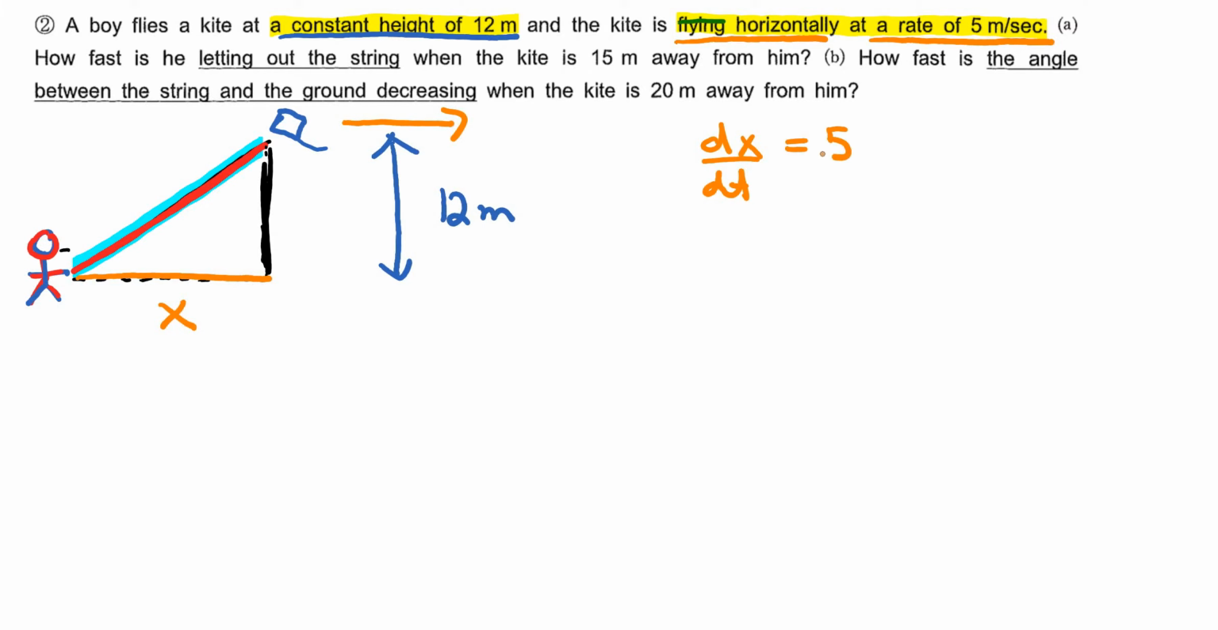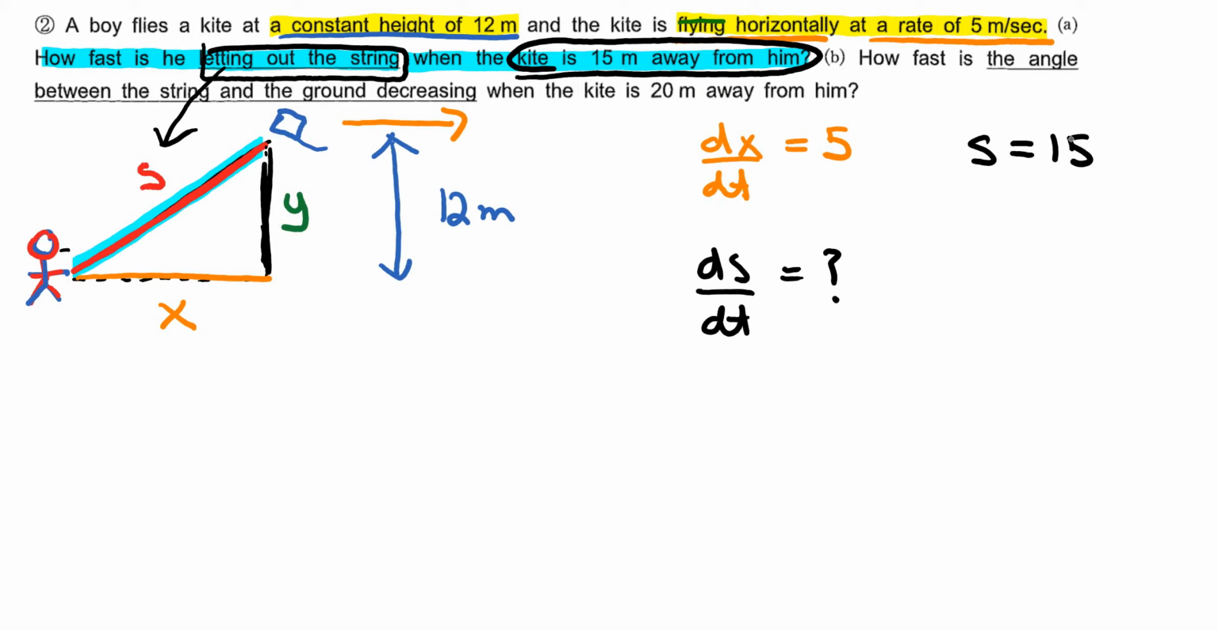Okay, so for this particular problem, I want to find out how fast is he letting out the string. So my string is denoted s, so I need to find ds by dt. That's what I'm trying to find. And I need to figure that out when the kite is 15 meters away from him. So that means s equals 15. So when the string is 15 meters away from him, then I want to find out what ds over dt is. Okay, so let's try to figure this all out.